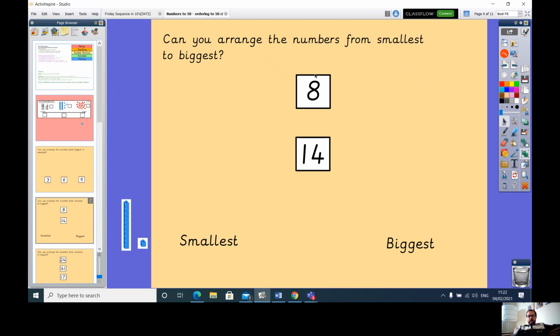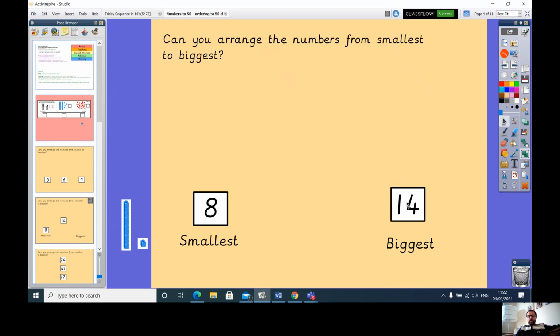We would say 8 is the smallest, because when we're counting, we count this one first. 1, 2, 3, 4, 5, 6, 7, 8, 9, 10, 11, 12, 13, 14. Another way to look at it is, if a number only has 1 digit, that will always be smaller than a number that has 2 digits, because this has 0 tens, and 14 has 1 ten.